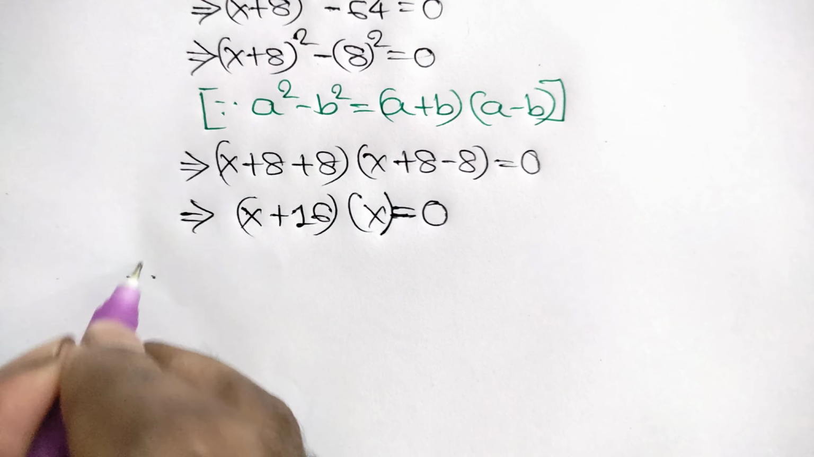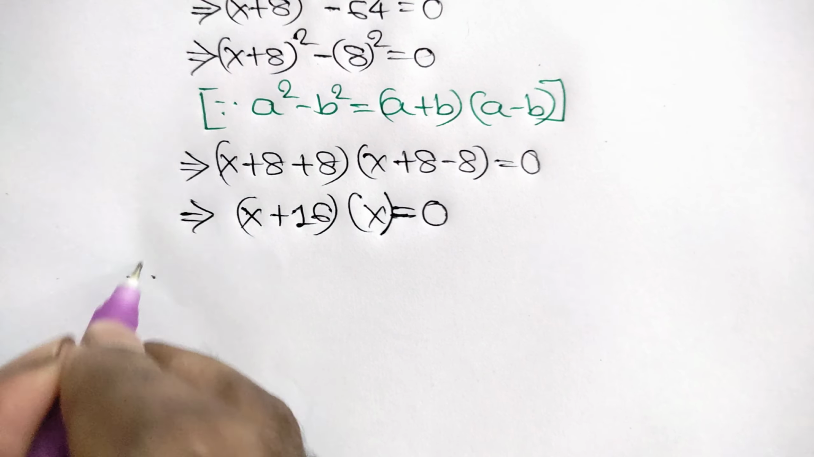Now check. Our question is (x + 8)² = 64. Now when x is equal to 0 we can write (0 + 8)² = 64, or 0 + 8 is 8, 8² = 64. We know that 8² is 64, so we can write 64 = 64. So x = 0 is valid.